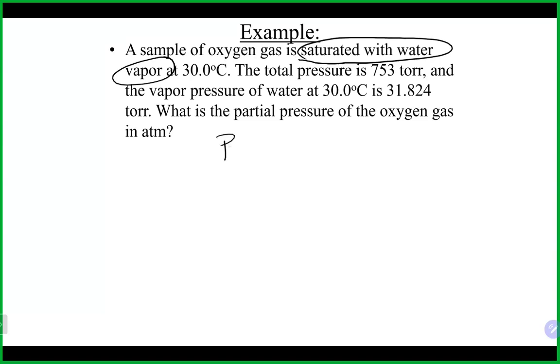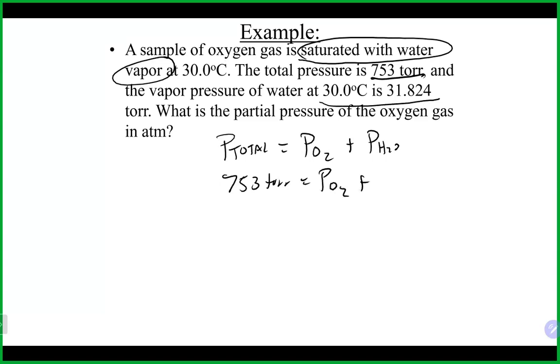And we will have that situation, as we just talked about, where the total pressure in this case would be the pressure of the oxygen gas plus the vapor pressure of water. Now, in this case, they did give us the total pressure, which is 753 torr. We are looking for the partial pressure of oxygen. And if it was not given to you, you would have to go to the table that's probably in that chapter and look up the vapor pressure of water at 30 degrees. They did that for us, which was nice. So 31.824 torr here. These also need to be in the same units for everything to work out right. So if they're not, you do need to do some type of conversion.